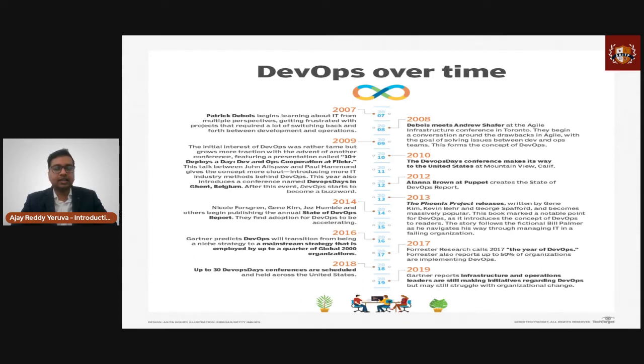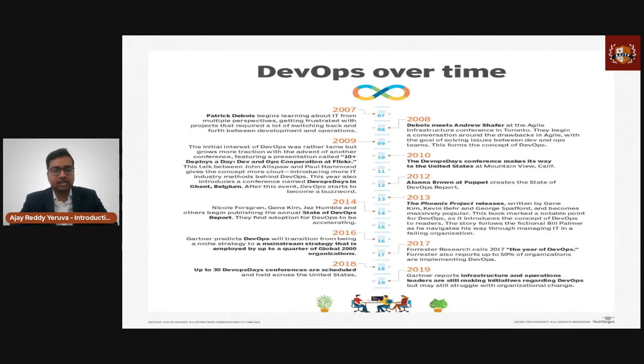In 2009, the first DevOps Days conference happens in Belgium. In 2010, the first DevOps Days conference happens in US. In 2012, the first State of DevOps report gets released. In 2014, the first annual State of DevOps report is released. In 2013, the Phoenix Project releases, which is considered as a major milestone in DevOps.